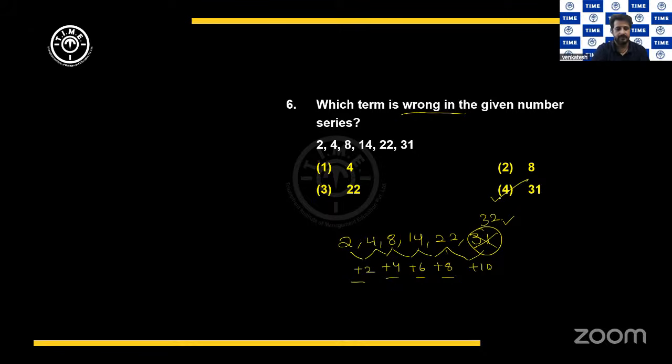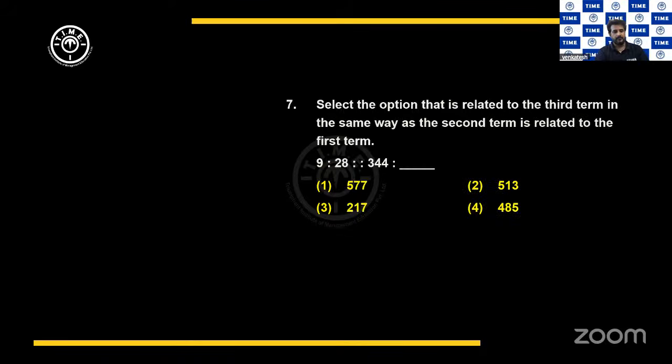Fine. Right. Let's move to the next question. Next, analogies question. Select the option that is related to the third term in the same way as the second term is related to the first term. Right. 9 is to 28 proportion 344 is to dash.